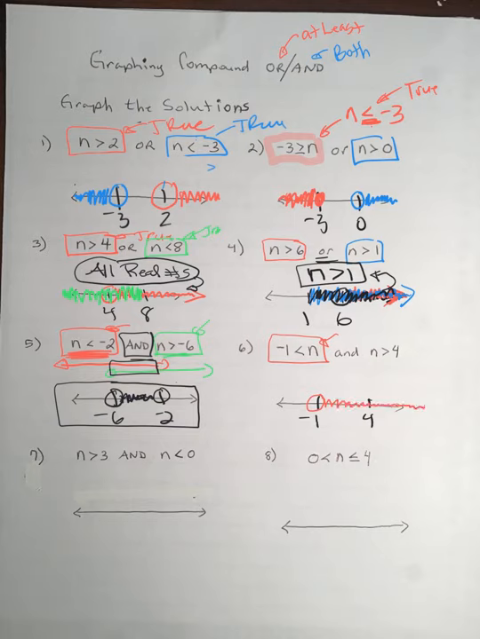And then where are all the numbers that are greater than 4? Wouldn't that be from here forever and ever? So what are the ones that work for both? Remember, it has to be true for both. Anything in red is true for the first one, and anything in blue is true for the last one. So aren't these both red and blue? Aren't these true for both of them?